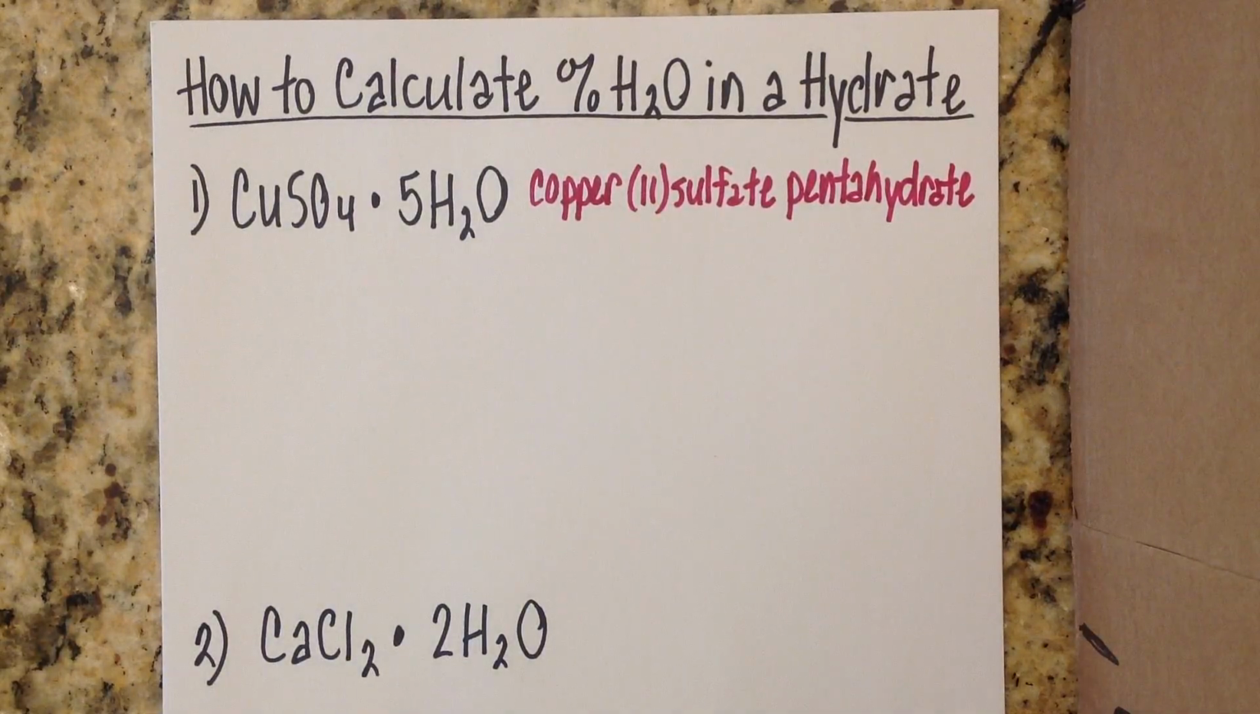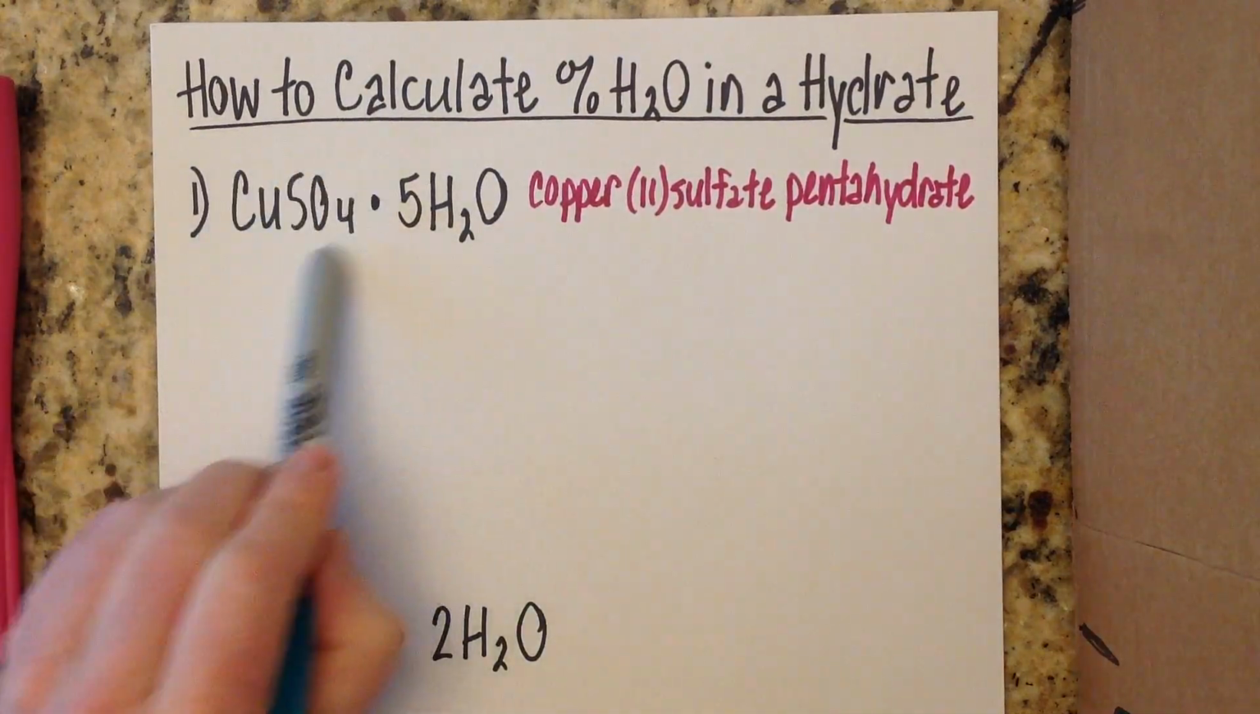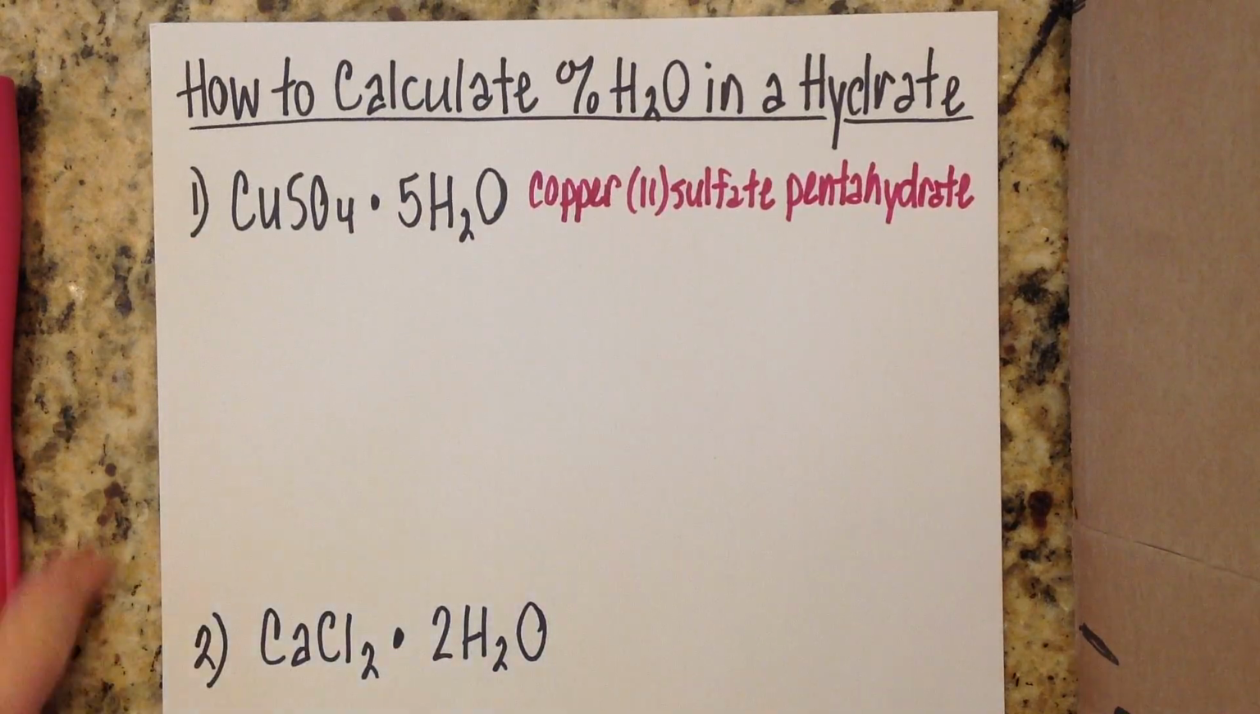Now, I have a little process that I like to do with my students in class to calculate the percent water. It's just easy, and if you do the same method I do, it'll look the same every time, and I think it's just really easy to remember. So here's how we do it. The first thing we always want to do is find the mass of the ionic compound.